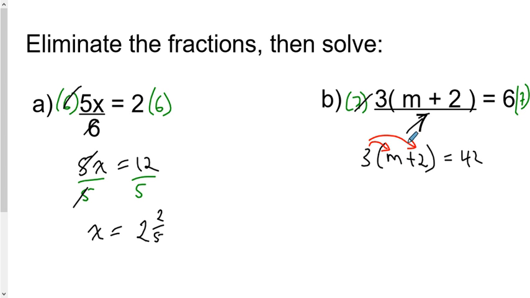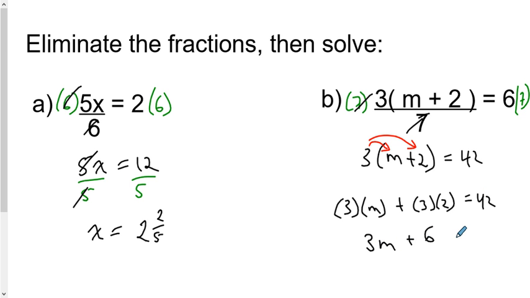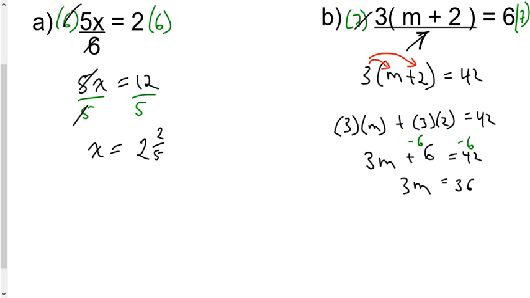Now let's multiply through the brackets. 3 times m plus 3 times 2. 3 times m is 3m. 3 times 2 is 6. Oh, we're good at this stuff now. Let's subtract 6 from both sides. Okay, we subtract 6 from both sides. We end up with 36. Divide both sides by 3. We end up with 36 divided by 3 is 12.